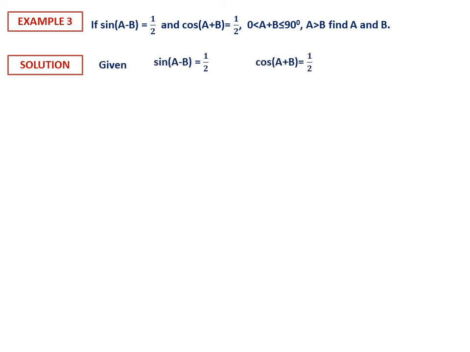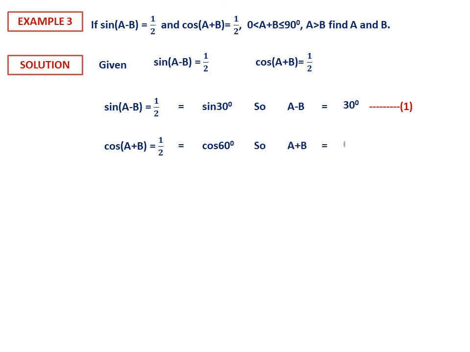What is given is sin(A minus B) is half, cos(A plus B) is half. Now we have to do like this. Sin(A minus B) equal to half, but that is same as sin 30. Here afterwards you have to remember the angle and its corresponding value. Sin 30 is half. So this implies A minus B must be equal to 30 degree. So this you can write as equation 1. And then cos(A plus B) is half, but half is equal to cos 60. So A plus B is 60 degree.